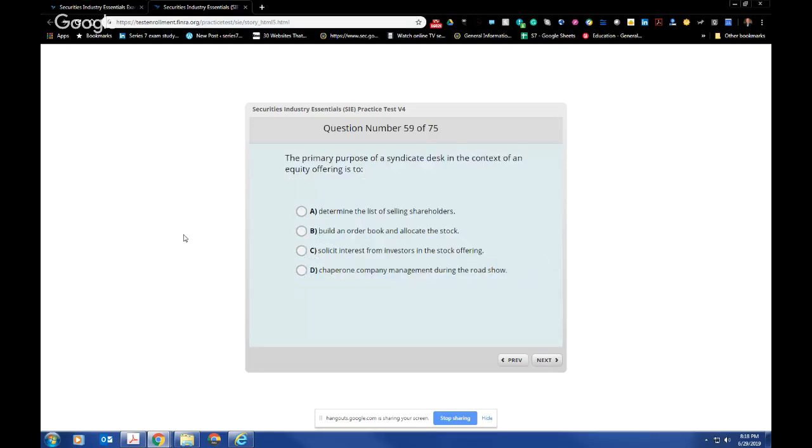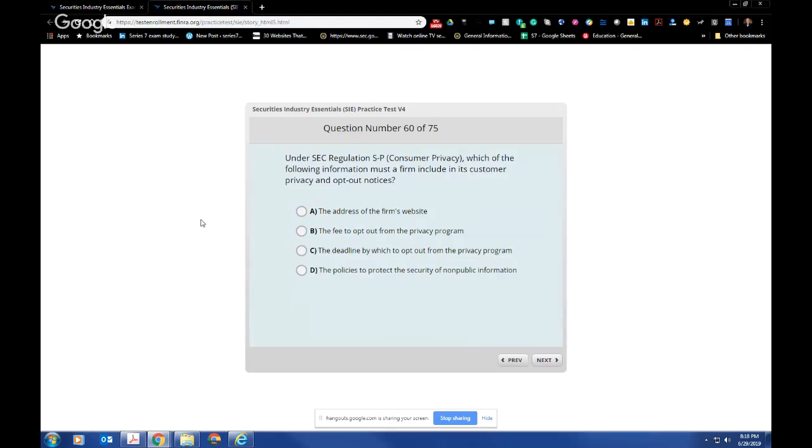The primary purpose of a syndicate desk in the context of an equity offering is to... I said C originally: solicit interest from investors in the stock offering. I thought that's what they do, and they kind of do. But they're saying they build an order book and allocate the shares. So they build the order book and then they allocate the stock to different people. So there you go.